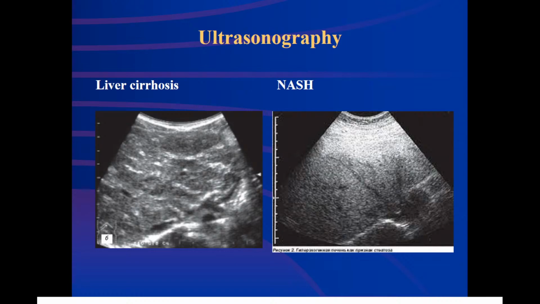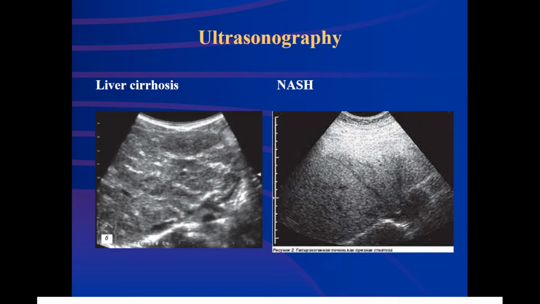Now, many ultrasound specialists give this diagnosis to many persons with obesity, but really for non-alcoholic steatohepatitis, to confirm inflammatory change, we have to do a needle biopsy. In real life, for our patients, we don't do it as a rule because they are asymptomatic and never agree to an invasive method like biopsy.